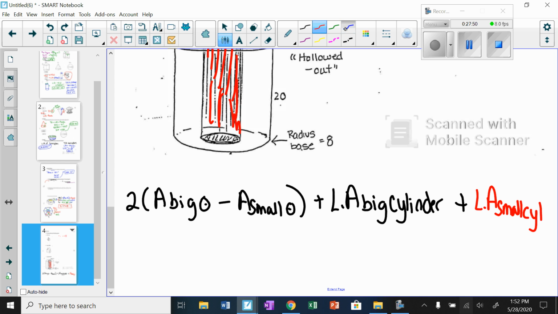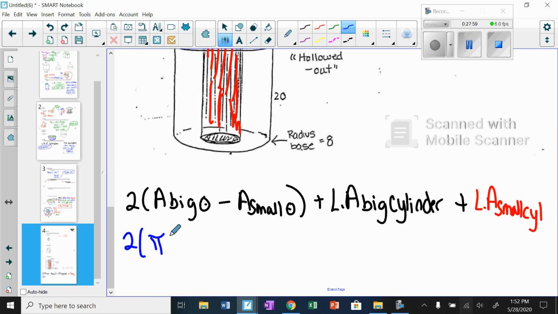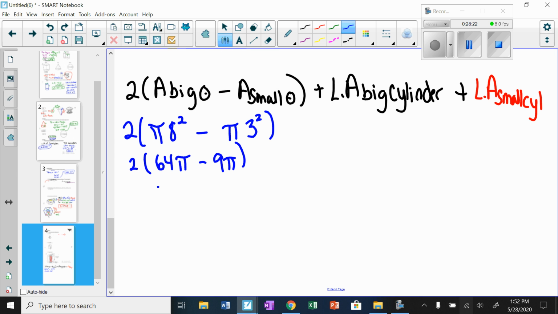All right, let's get working. So we got 2 times pi, the big radius is 8. So pi 8 squared minus pi, the small radius, which is 3. So pi 3 squared. So that's going to be 2 times 64 pi minus 9 pi, which is going to be 55 pi times 2 is 110 pi.